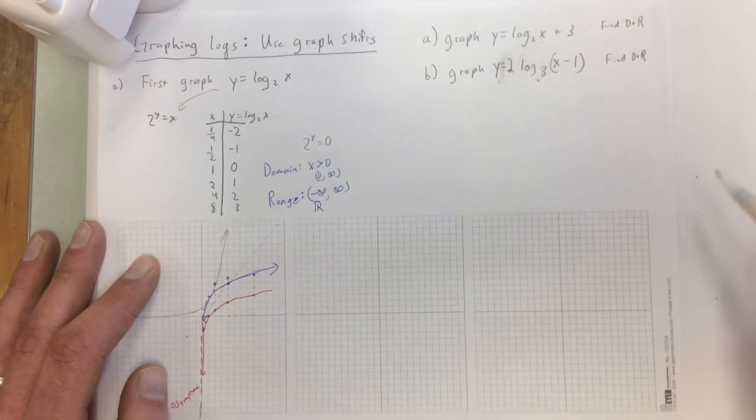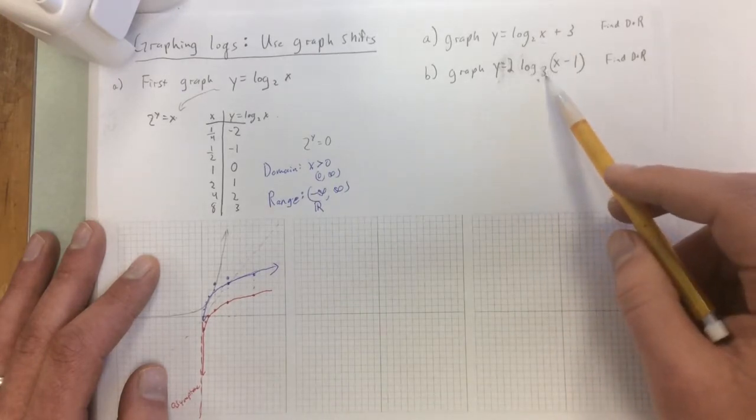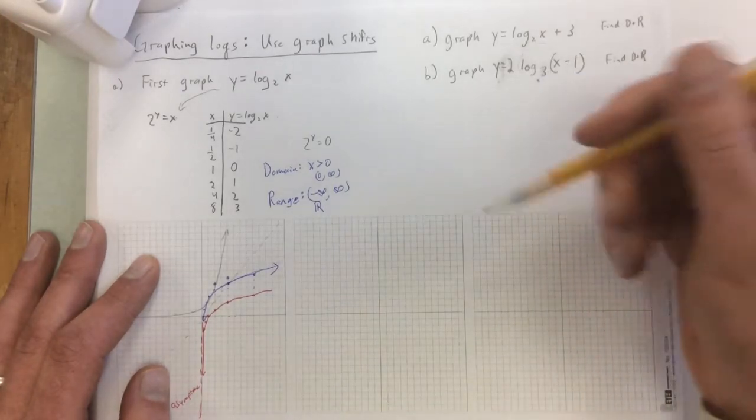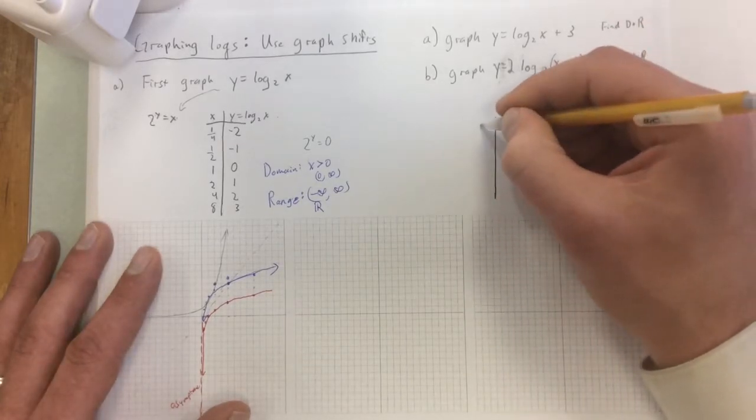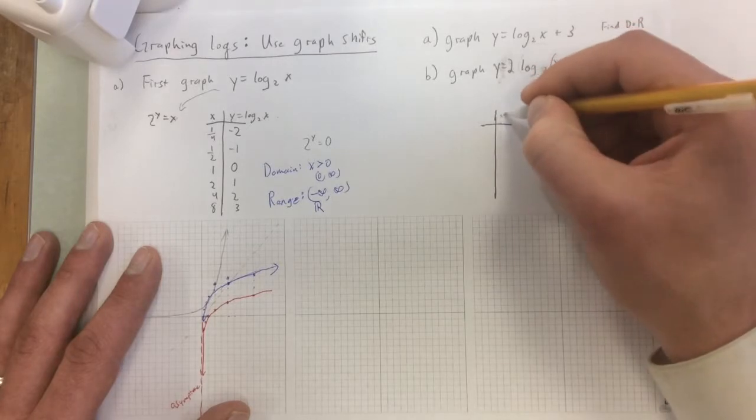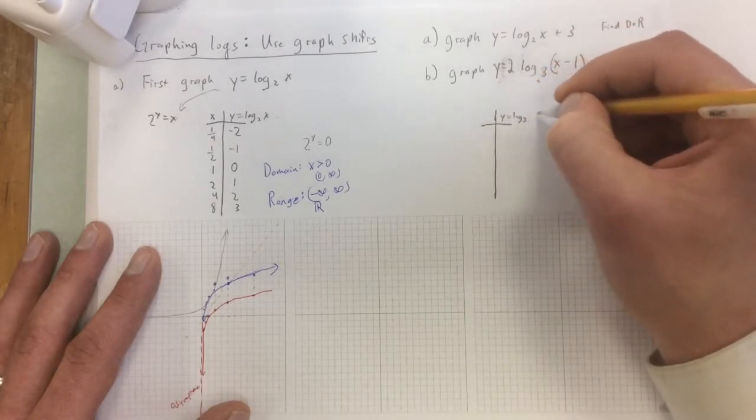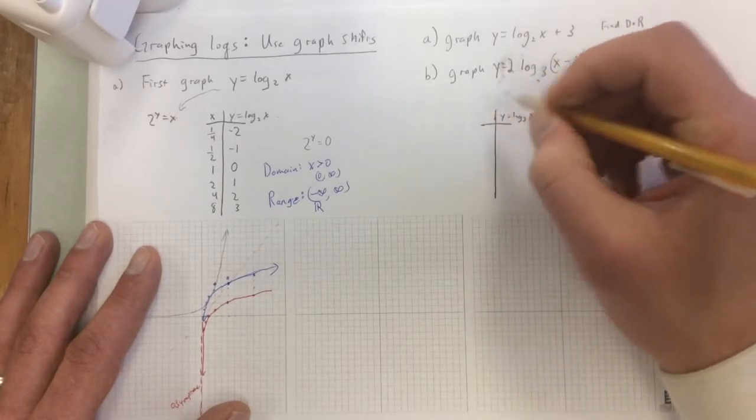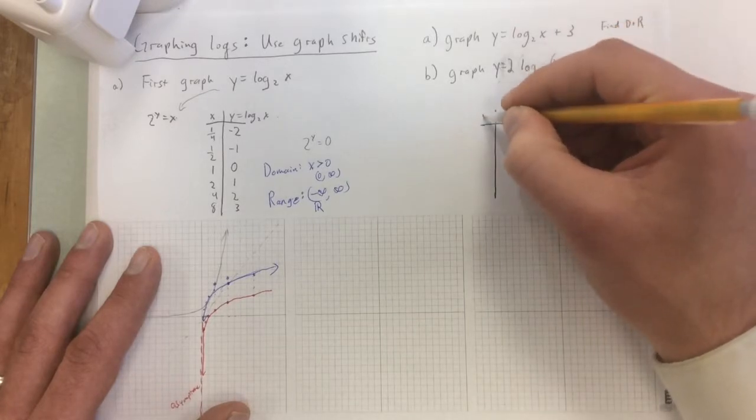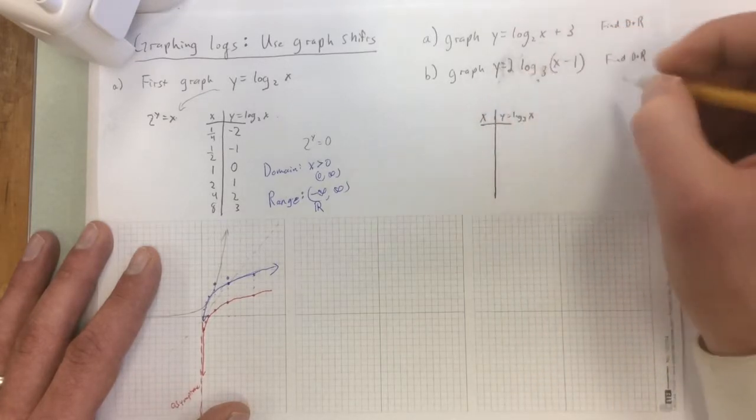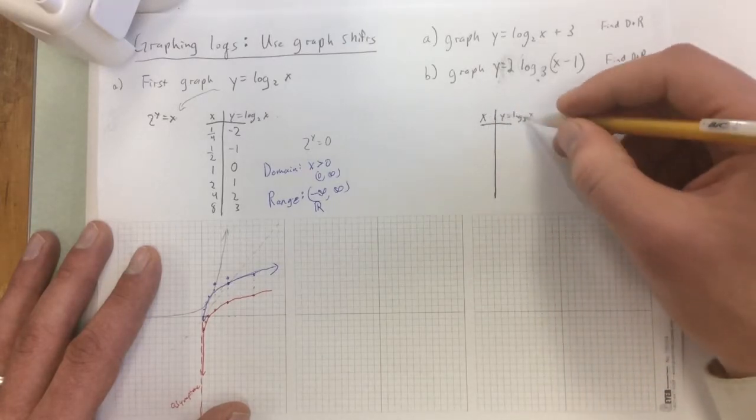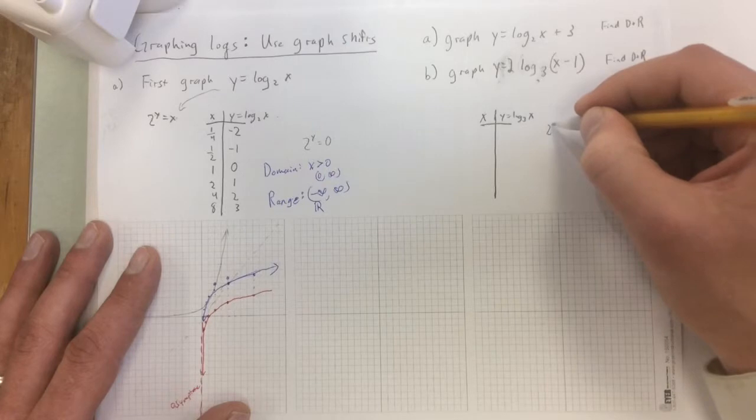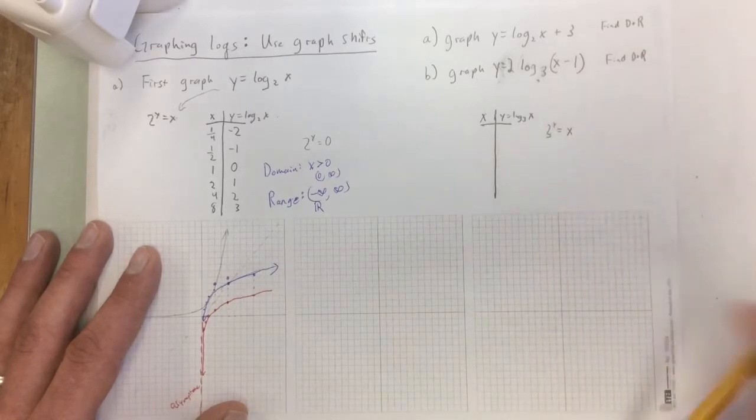Let's do this next one right here. Graph y is equal to 2 log base 3 of x minus 1. Now the first thing I'm going to do is I'm going to do y is equal to log base 3 of x. Not x minus 1 yet, just the basic one. But because logarithmic form is kind of difficult for me, I'm going to change it into exponential form. 3 raised to the y will give me the x values.